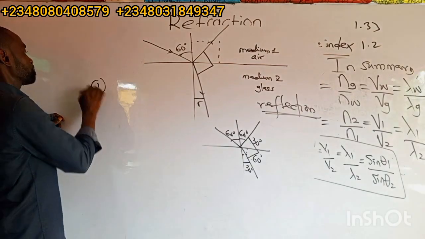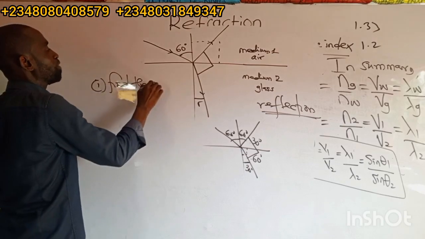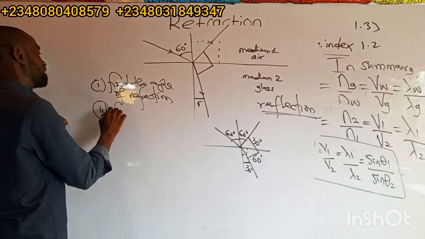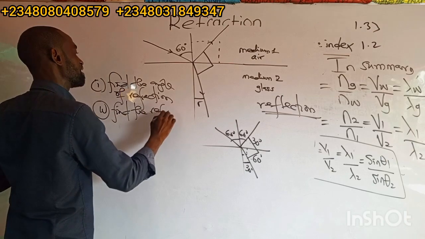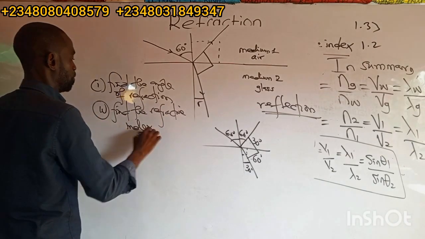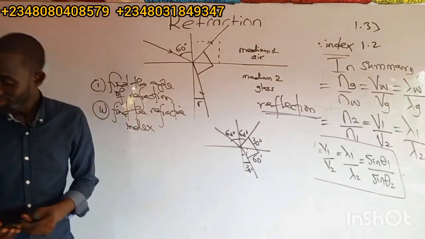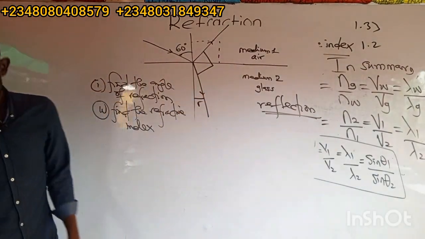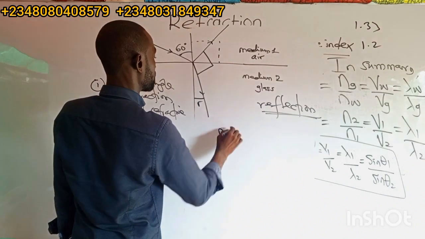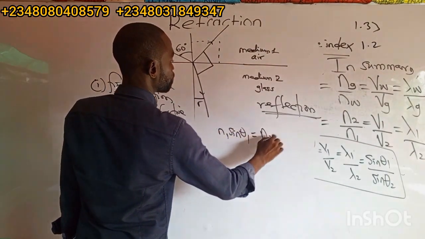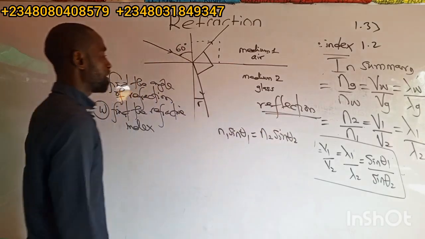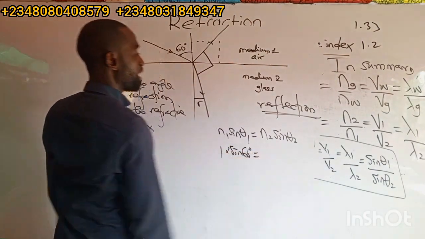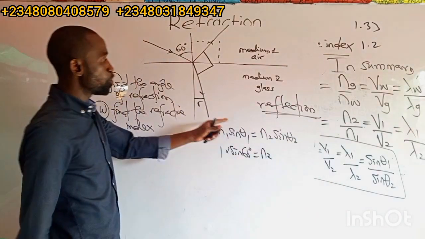So the first one, find the angle of refraction. And the second one, find the refractive index. So what I'm going to do, this one is 30 already. Because it involves angle, Snell's law will be applied. So I have n1 sin theta 1 equals n2 sin theta 2. So what do I have here? n1 is 1 for air, times sin 60, equals n2, which is what I have to find. n2, which is what now?